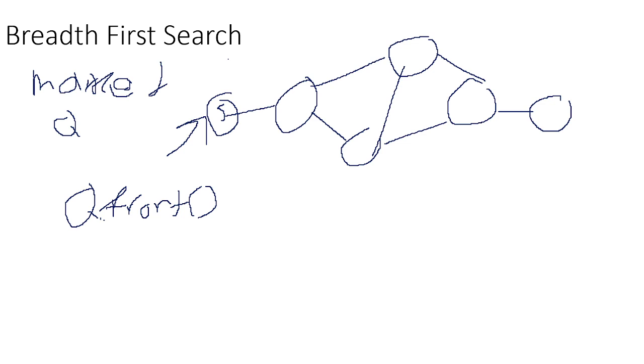Queue.front, and then we pop it from the queue. So we pop this from the queue. That's our source. It's marked. And then we would iterate the neighbors from this source. For right now, it's just a source.